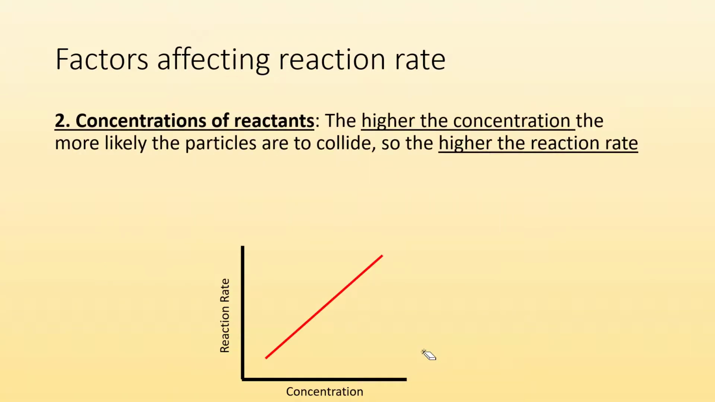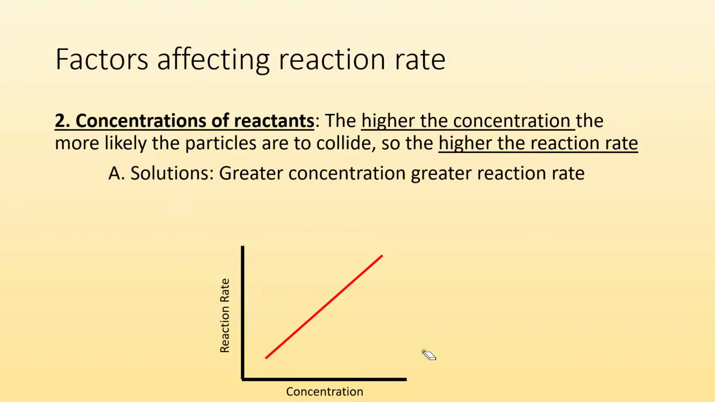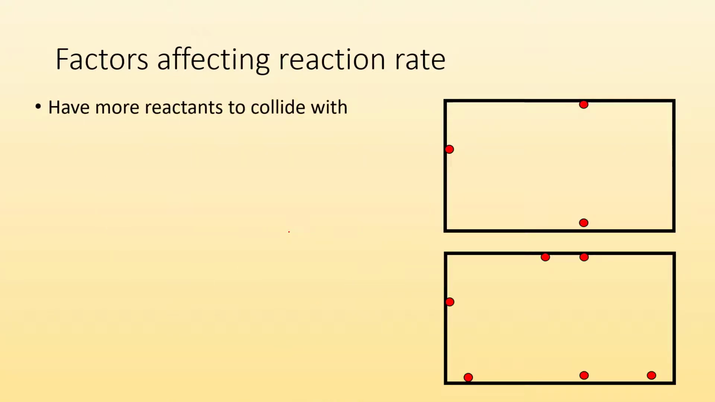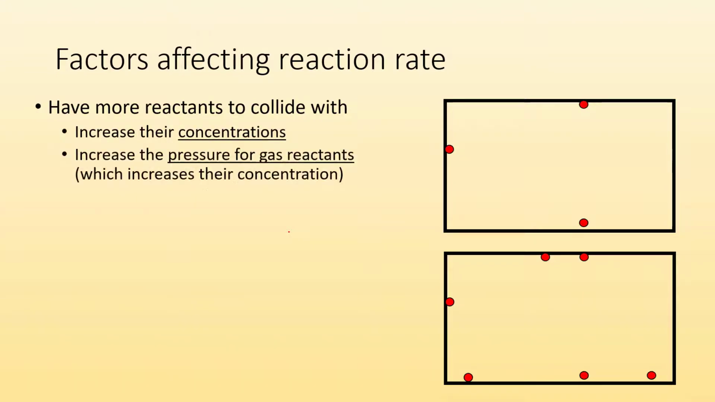Second thing to take a look at, concentrations of reactants. The higher the concentration, the more likely the particles are to collide, so the higher the reaction rate. For solutions, this means if you have a greater concentration, you get a greater reaction rate. And for gases, higher pressure compacts those gas particles closer together, which increases their concentration, which increases the reaction rate, right? So as we increase concentration, the reaction rate is going to increase as well. Why is that? Well, if you have more reactants to collide with, you're going to have more collisions. So you increase their concentrations, or you increase the pressure for gases.